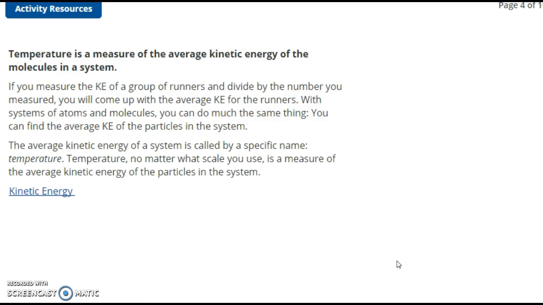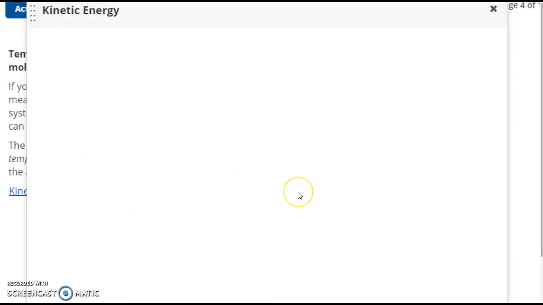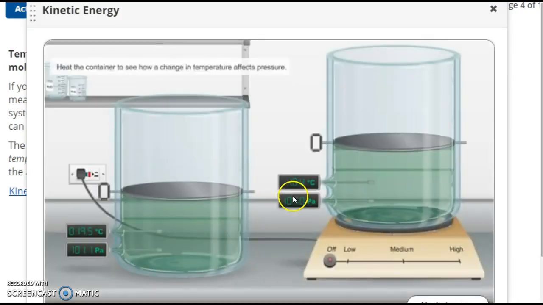Temperature, no matter what scale you use, Fahrenheit, Celsius, or Kelvin, is a measure of the average kinetic energy of the particles in the system. So make sure you write that down if you haven't already. And so the more average kinetic motion, the higher the temperature.